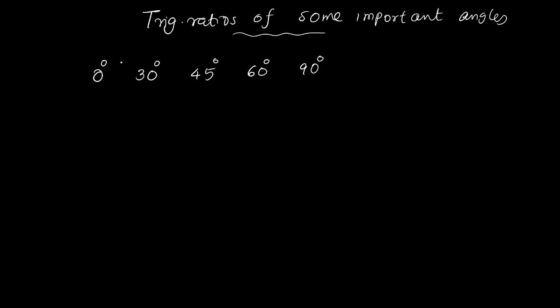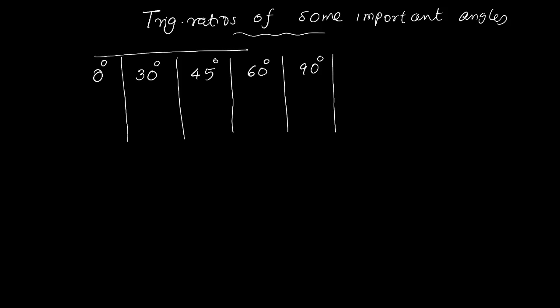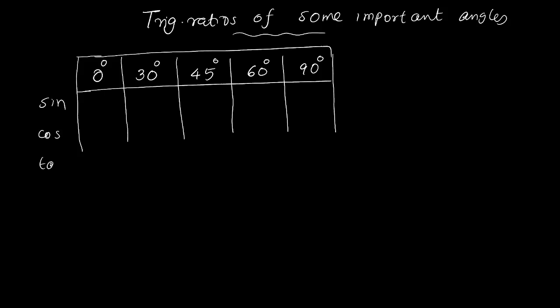I told you that I am taking class from the exam point of view, so certain proofs will not be asked in exam. We have to learn the trigonometric ratios of all these angles: 0 degree, 30 degree, 45 degree, 60 degree, 90 degree. Sine, cos and tan, you have to memorize the values. Proof I am skipping, okay?